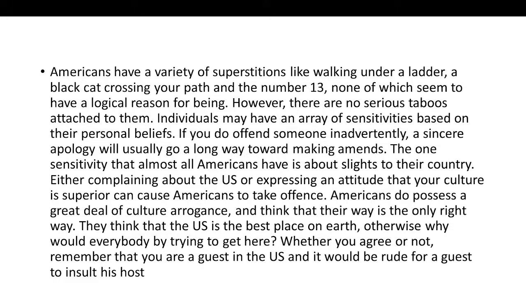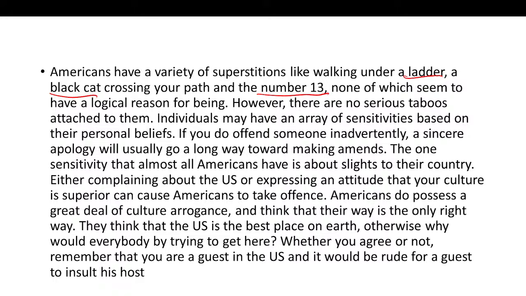Can you read this passage? Americans have a variety of superstitions like walking under a ladder, a black cat crossing your path, and the number 13. Number 13 also, they are feeling like superstition. They are afraid of doing that one.